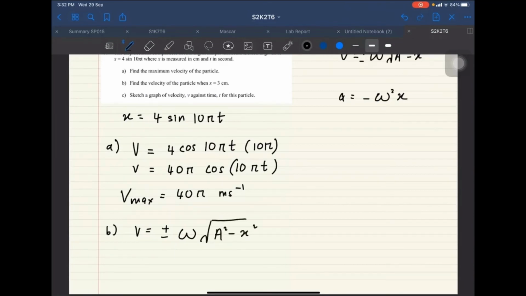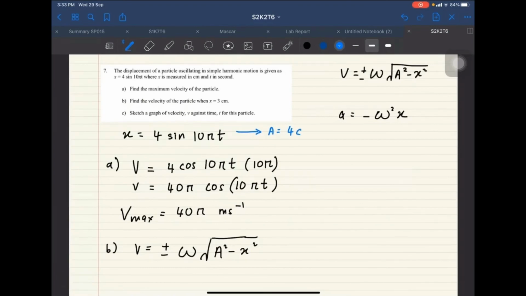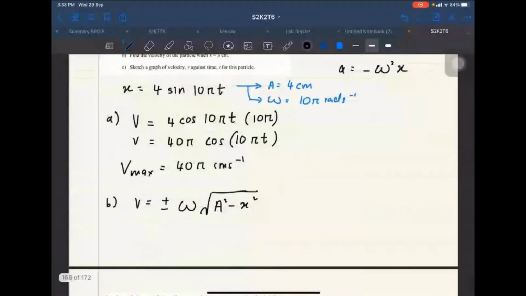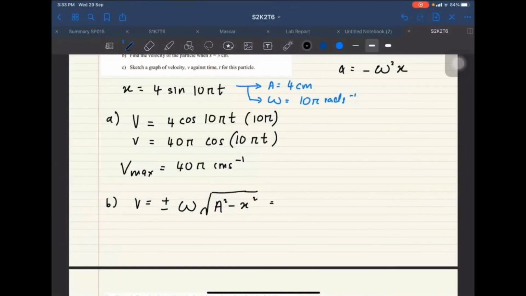So obviously you have to take out the information first lah. Daripada yang asal ni lagi, kita dah beritahu yang this one, A sama dengan 4. Unit dia adalah centimeter. Kalau A centimeter, that means this one is centimeter. Be careful. And then we have omega, which is equals to 10 pi radian per second. So here you can solve. It becomes plus minus 10 pi. Okay, plus minus nak biar ke apa? Biar je. Right?